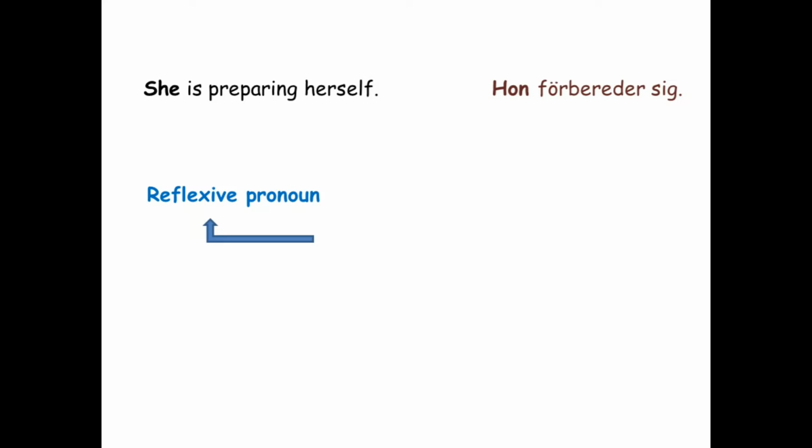Here's another example. She is preparing herself. In Swedish, hon förbereder sig. Hon förbereder sig. Take note, our subject here is she or hon. Now, what do you think is the reflexive pronoun here? Exactly, herself or sig, as herself or sig reflects back to our subject, which is she or hon.